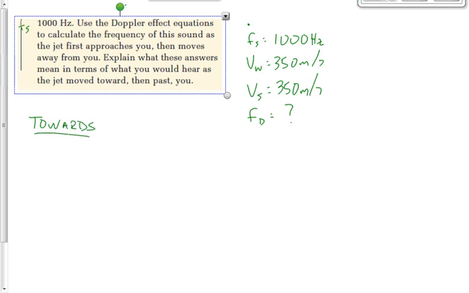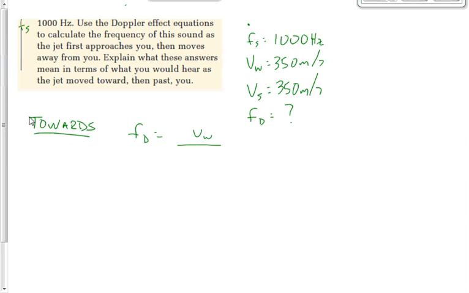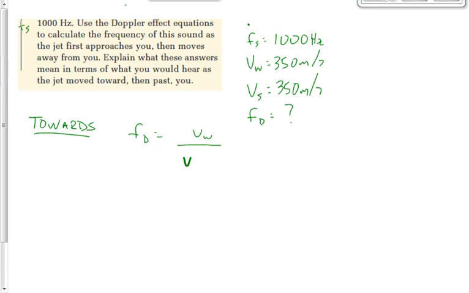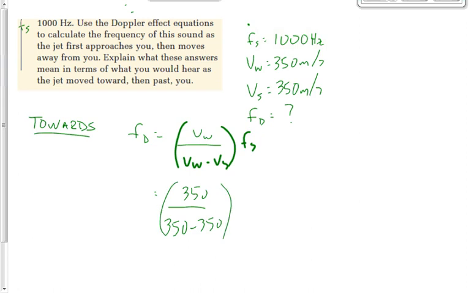Okay, the equation we know is FD is equal to VW over VW plus or minus. What is it? Plus or minus? It's coming towards us. What did we just say a minute ago? When it's going towards us, we're going to make it a negative. So we're going to say it's VW minus VS, and we multiply that by Fs, the frequency of the source here. VW is 350 meters per second over 350 minus 350, times the frequency of the source, which is 1,000 hertz.